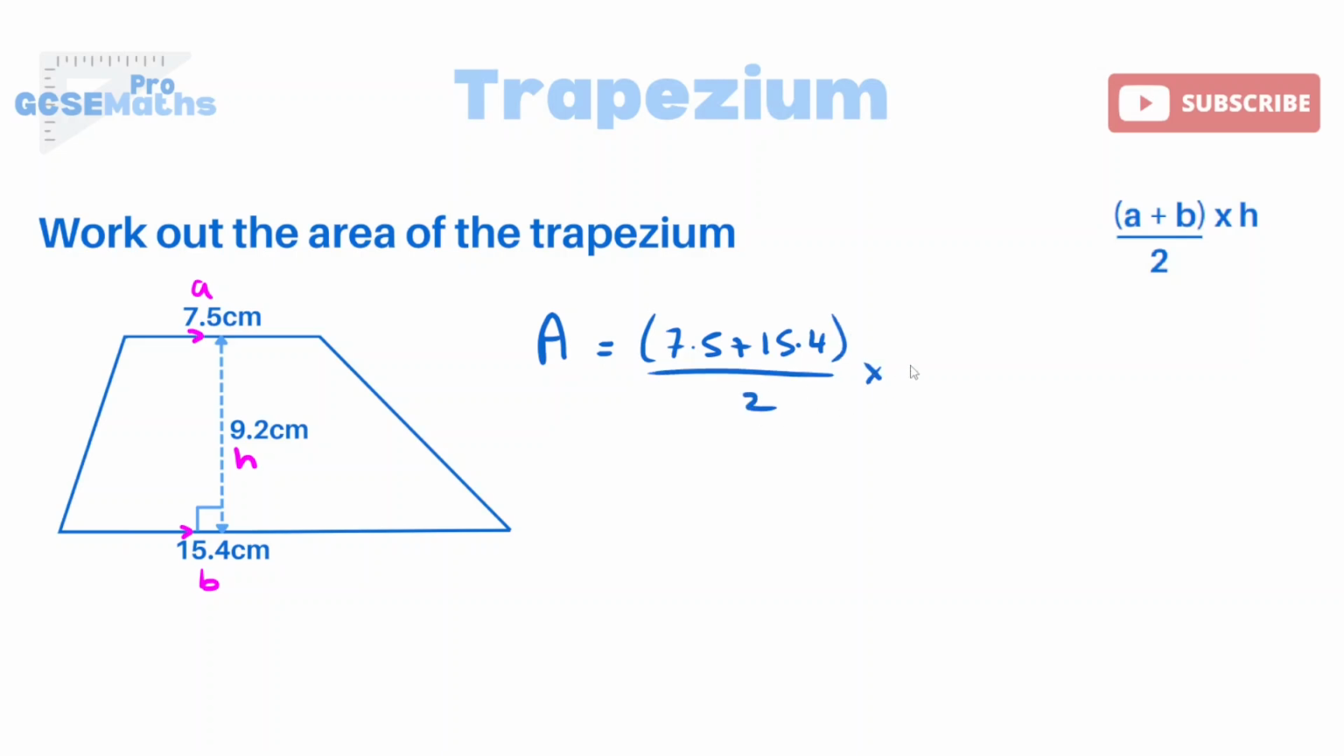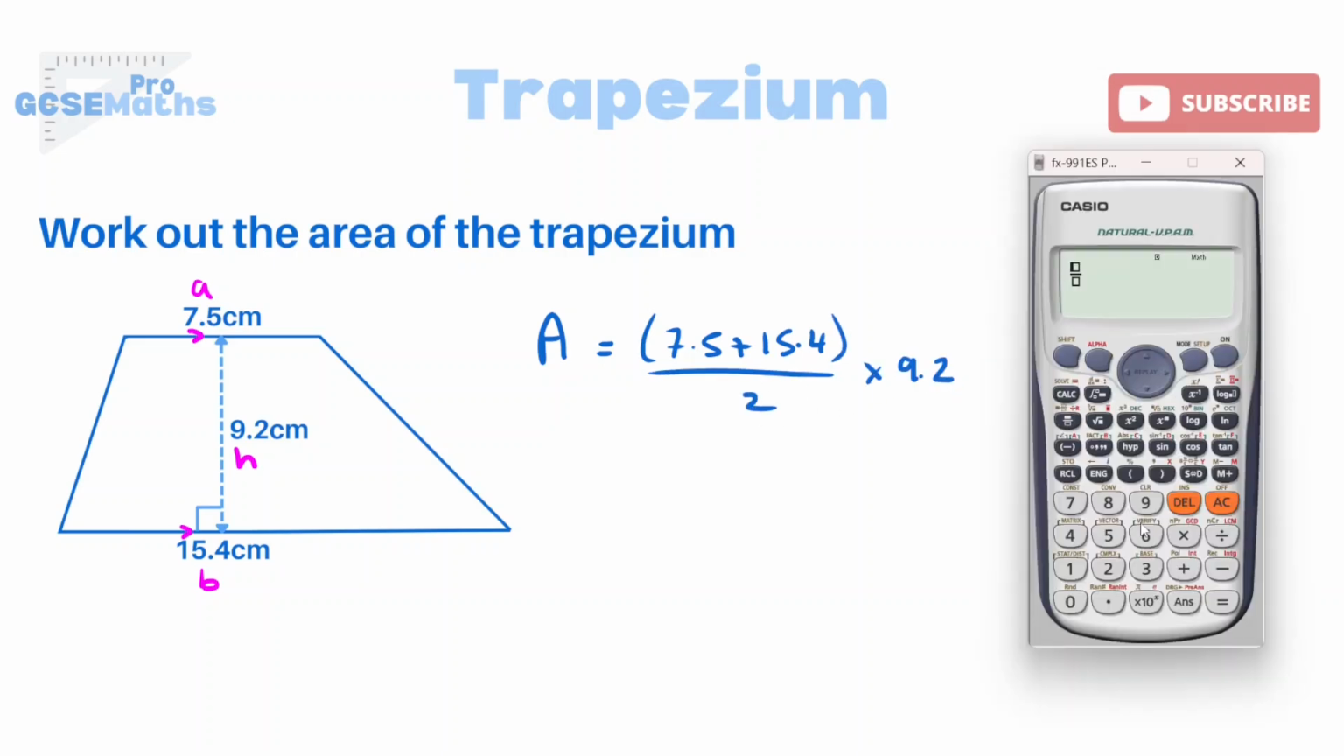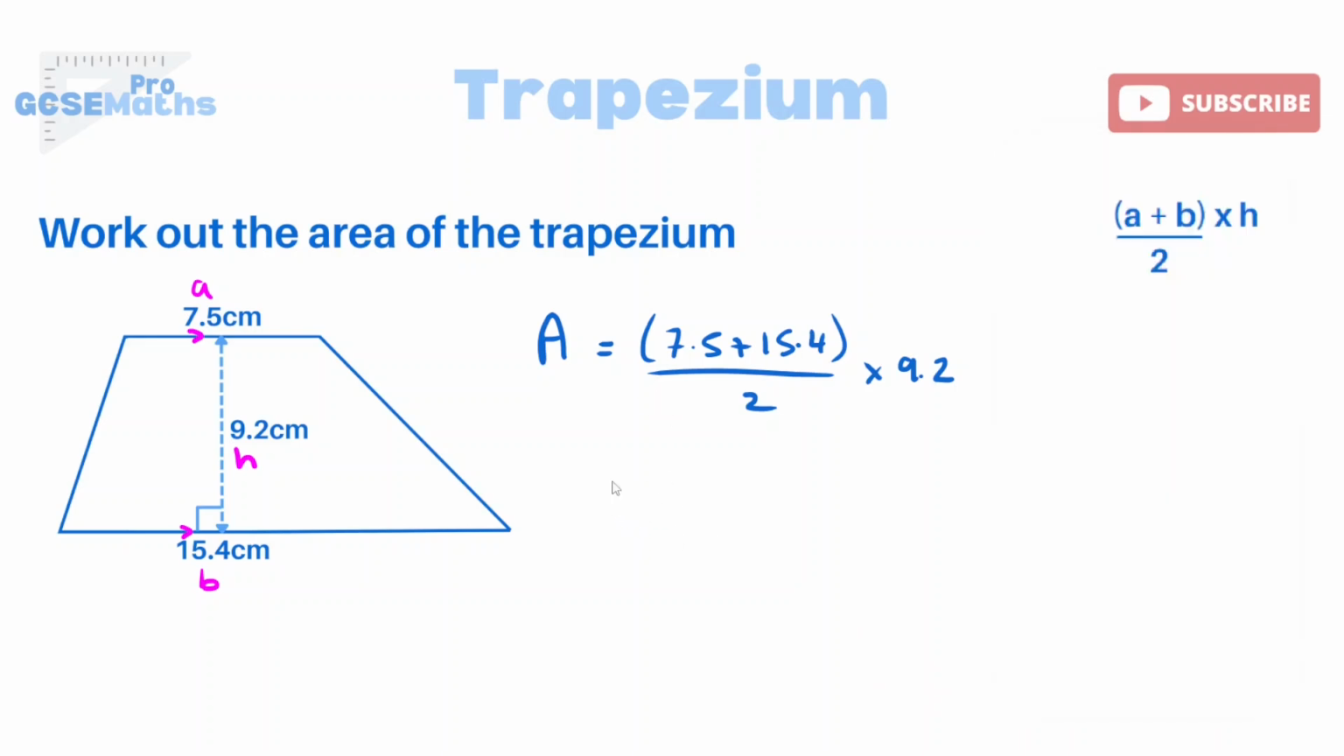Over 2 times by 9.2. And then we put it back in the calculator. So I am going to write the whole thing in this time. Times 9.2, there we go. We get 105.34. Obviously that one was more of a calculator one because of the decimals. And there we go.